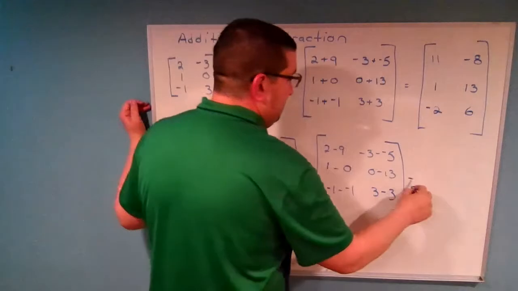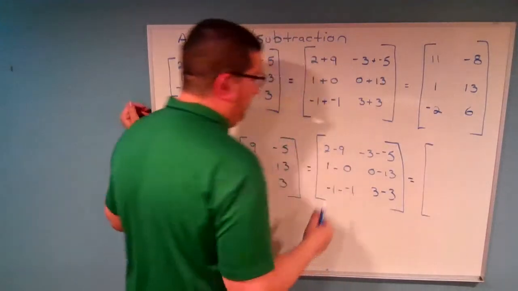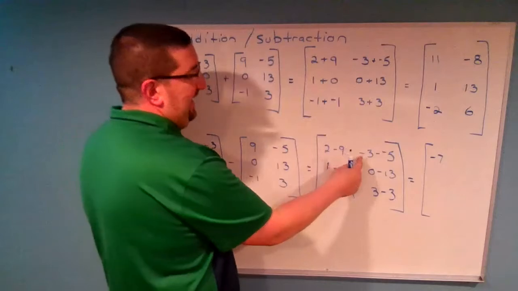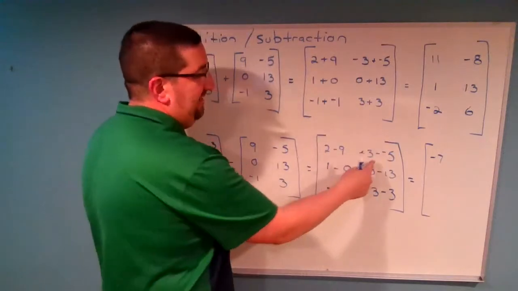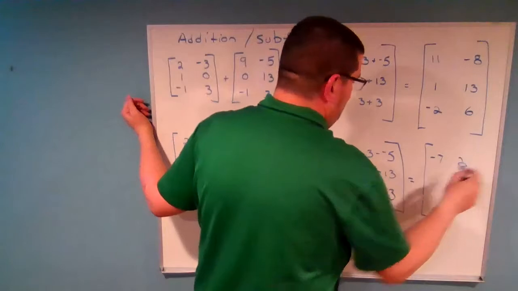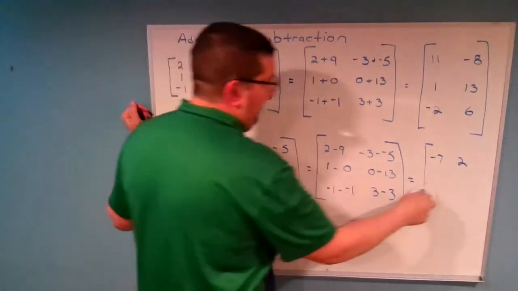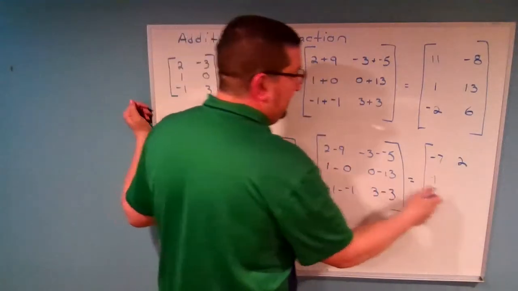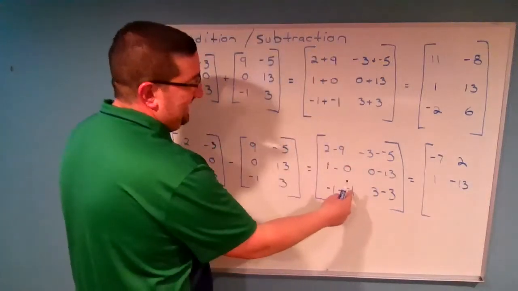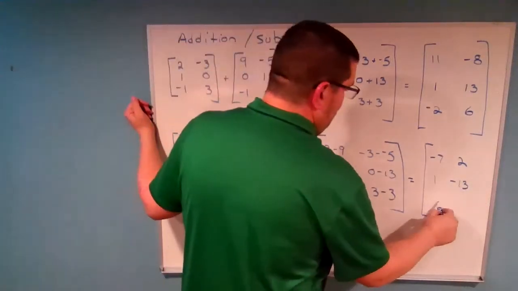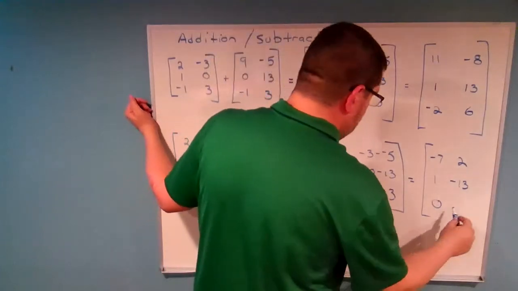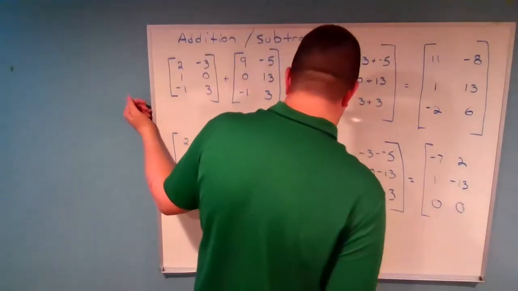So we look at this and actually subtract those. 2 minus 9 would be negative 7. Negative 3 minus negative 5: we're subtracting a negative, so we have to add, and that would be 2. 1 minus 0 is 1. 0 minus 13 is negative 13. Negative 1 minus negative 1 would be 0, and 3 minus 3 would also be 0.